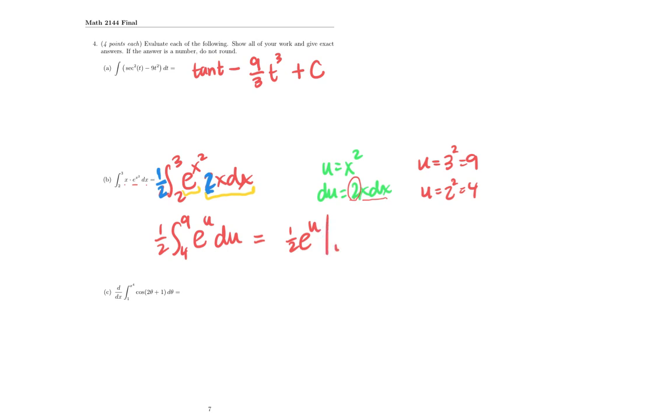And I'm going to evaluate that from 4 to 9. So that'll be 1/2 e to the 9th minus 1/2 e to the 4th. And that's my final answer.